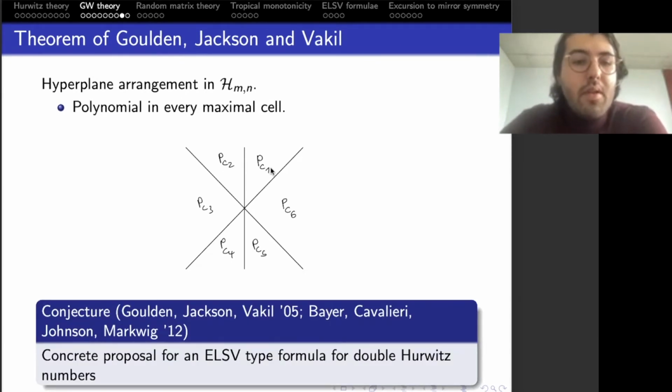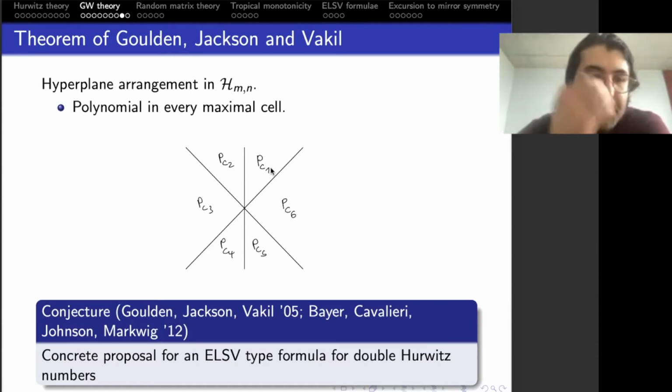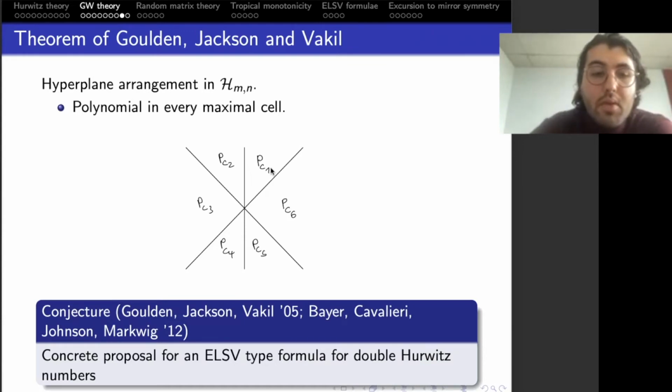And this led them to the following conjecture, which was later generalized by Bayer, Cavalieri, Johnson, and Markwig in 2012. And the conjecture is a very concrete proposal for an ELSV type formula for double Hurwitz numbers. Okay, so now you want to prove this conjecture. This is the ultimate goal.